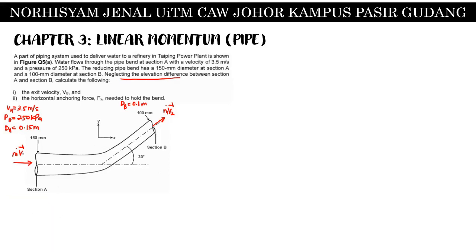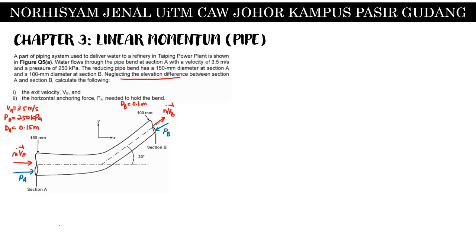So this is VA and this is VB. And number 2, the horizontal anchoring force effects needed to hold the band. Okay, so the first thing to do right now is, since we know it's not open to atmosphere, we need to draw a force or a line or an arrow to provide us with the understanding on the pressure. So here we have PA and PB should be acting inward into the system. So PB.